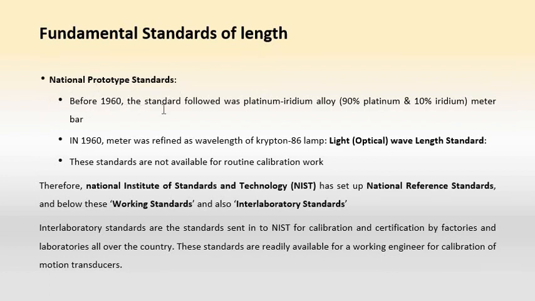Before 1960, the standard followed was platinum iridium alloy, in which the platinum was 90% and iridium was 10%. And from 1960 onwards, meter was redefined as wavelength of Krypton 86 lamp. Okay, and this particular standard was known as light optical wavelength standard. But both these types of standards were not available for routine calibration work. For daily calibration work, these two were not capable.